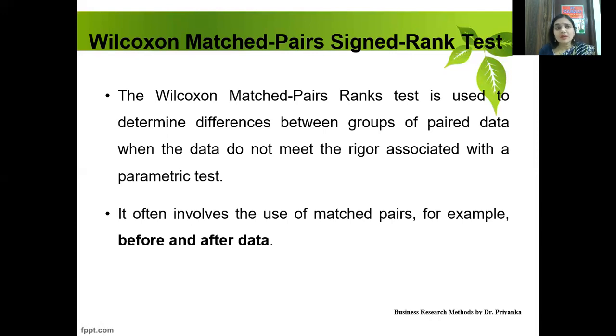Or you might check the effect of a medication. Before medication, what was the condition, and after medication, what happened, right? That is also a kind of before and after. So the Wilcoxon matched pair signed rank test basically tells you whether some test you might have checked was efficient or not. And this can be related with pre-testing as well.